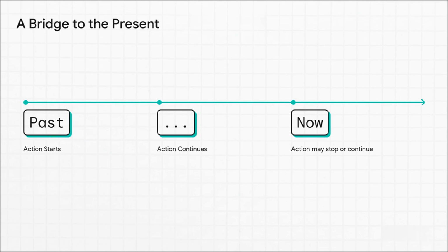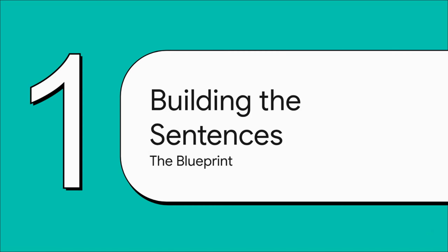You know, the easiest way to picture this is to think of it like a bridge. Yeah, a bridge connecting the past to the present. The action starts way back there, it continues on for a while, and it leads you right up to now. And when you get to now, that action might have just stopped, or hey, it might even still be going on. Okay, so we've got the what's and the why down.